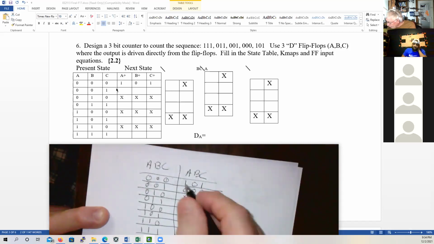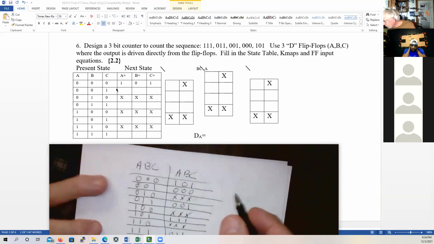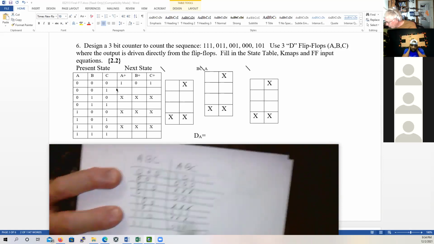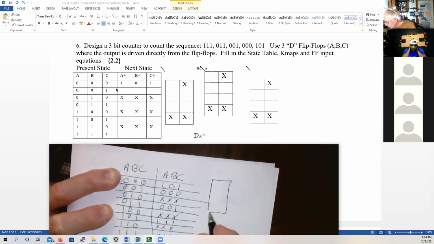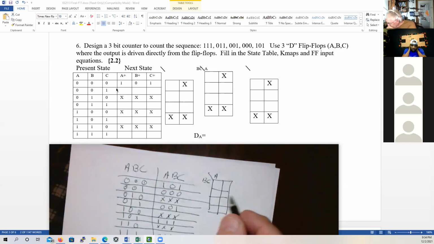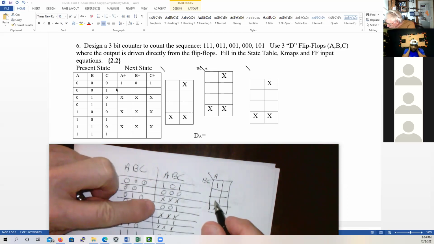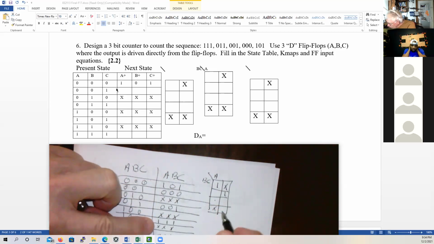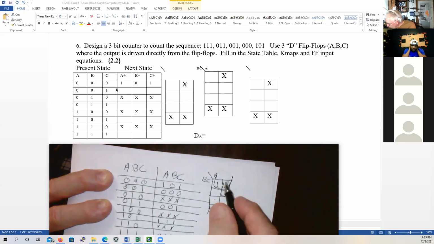Now all we need is 3 K maps. We take this column and put it into the A, this column for the B, this column for the C. We just have to remember to flip the 2 bottom rows because they're going to be 3 variable maps. So we'll do them over here. Here we'll put A on top, B, C down the side. And so this will be 1, 0, don't care, 0, don't care, 1, don't care, 0. So this is not too bad. We can do that.